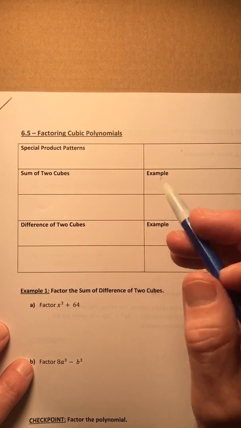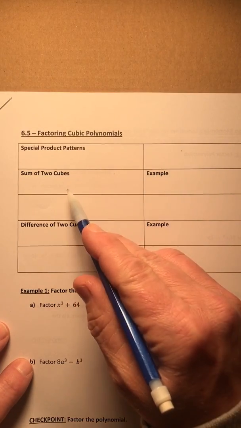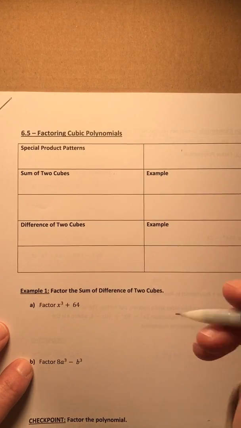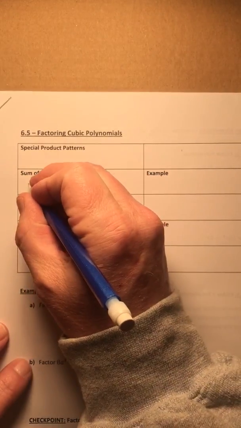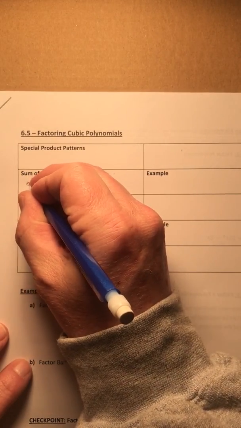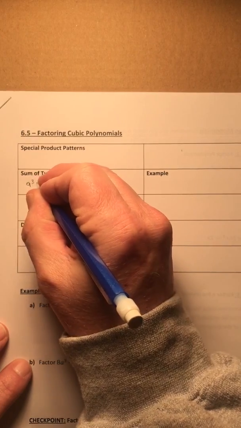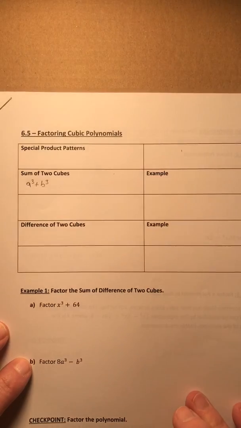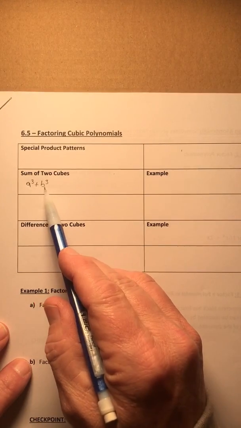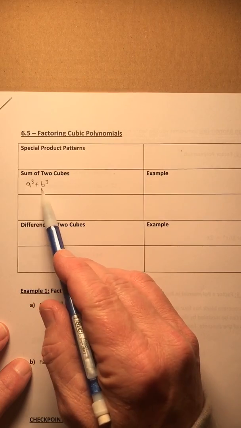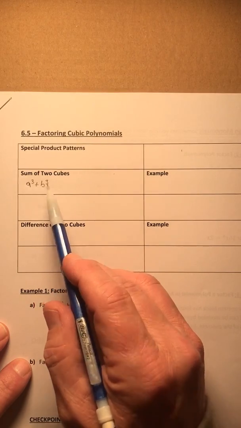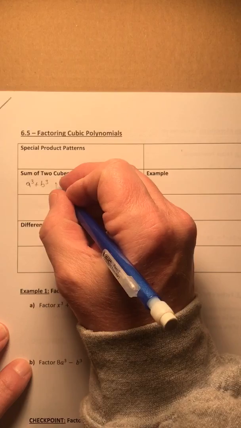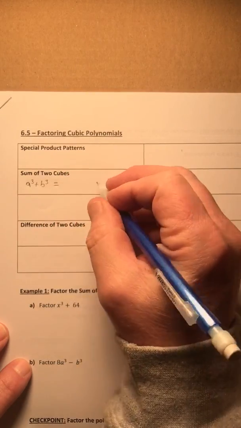So we're going to do the sum of two cubes. That means that we're going to have something cubed plus something cubed. It's not always going to look exactly like this, but we have to make it look like that. So when we have something like this, we're going to factor it out. So it factors out to this.